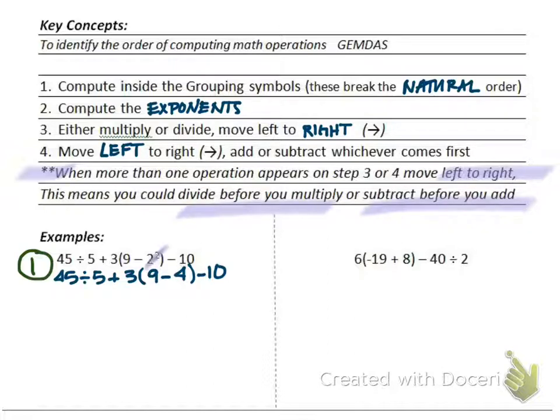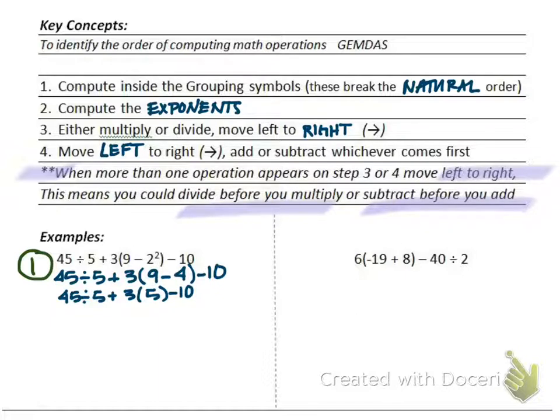This is because the 2 squared is the same thing as 4. And now we're going to simplify the subtraction inside that grouping symbol and have 45 divided by 5 plus 3 times the quantity of 5, subtract 10. So now we're going to multiply or divide from left to right.